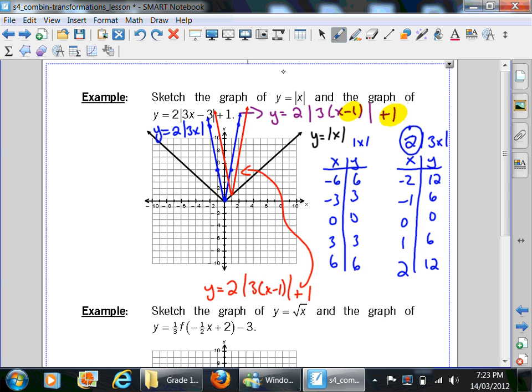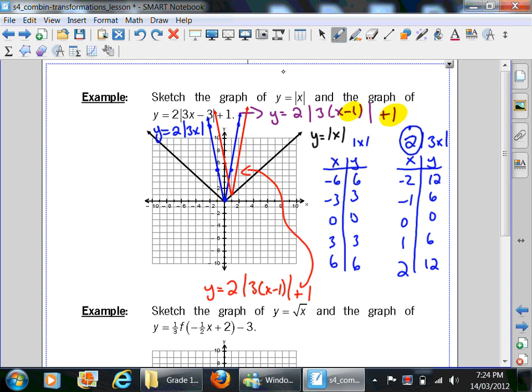And there we go. Now we've got the absolute value of x, and we've got 2 times the absolute value of 3x minus 3 plus 1. And again, start with the stretches and compressions, then do any reflections. There weren't any in this question, and then finish off with the translations.